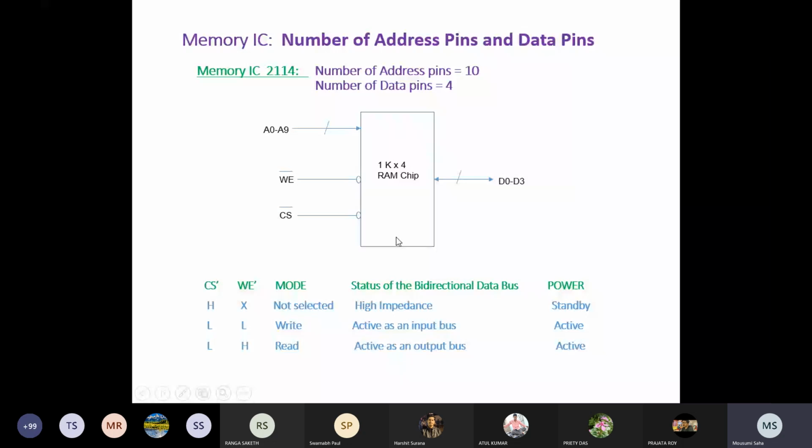Whenever it is high impedance, it will not be selected. But when it is low, at that moment you can control it with the help of WE bar for the writing or reading operation.